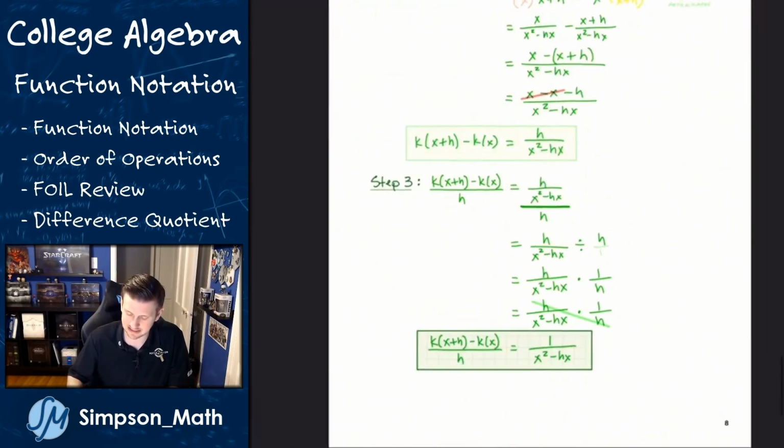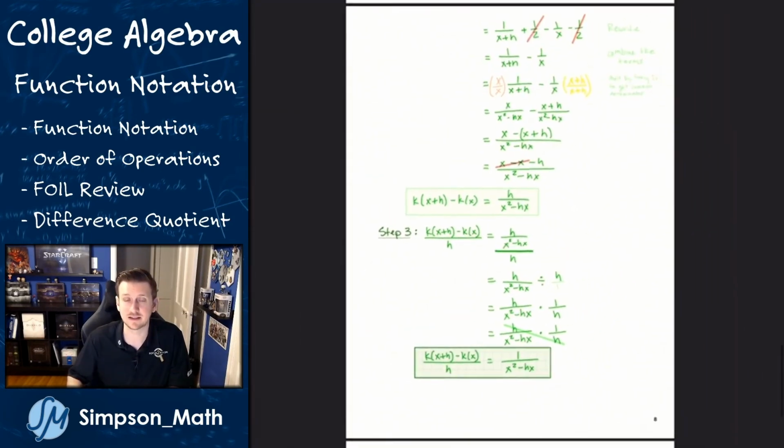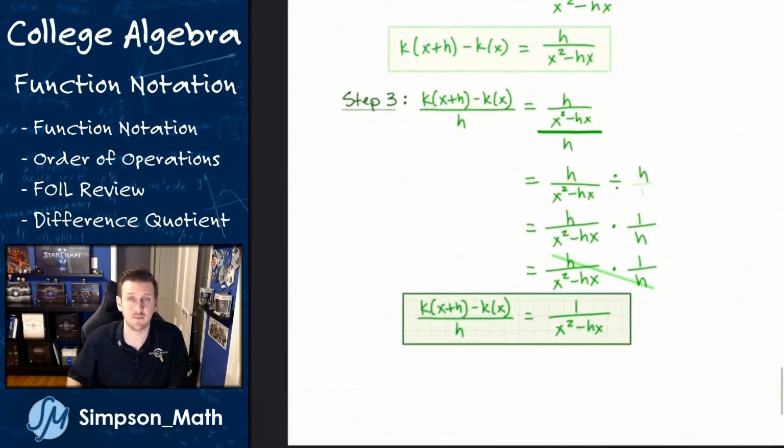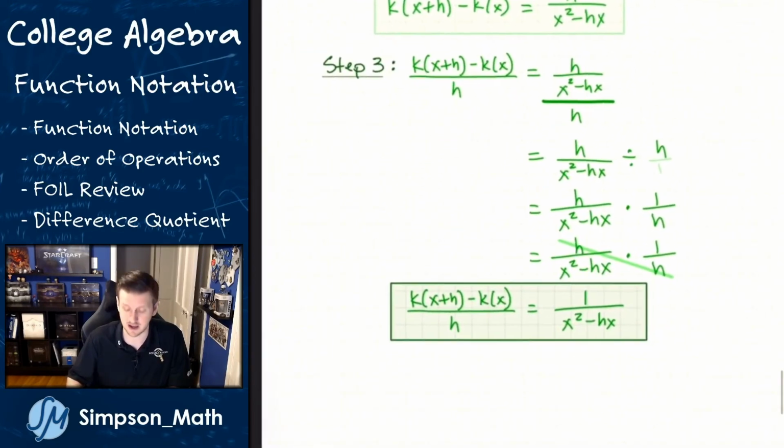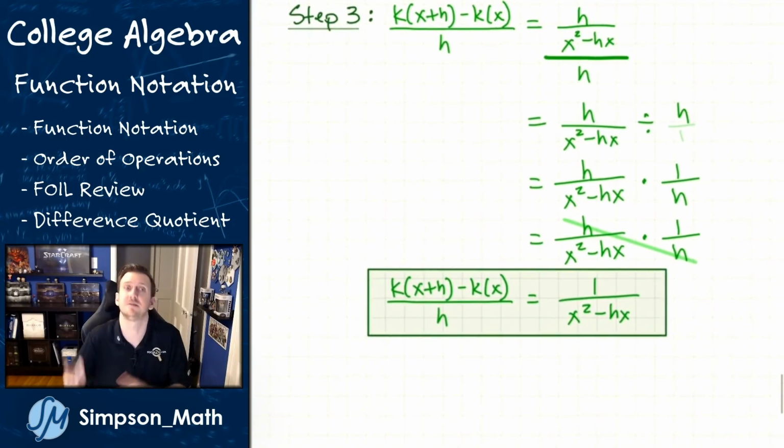So I know that's a lot, and it's a bit of a review dealing with all these rational expressions. So that's why I included this one here, just to get our brain going back and how to deal with those fractions, these rational expressions. And we end up with 1 over x squared minus hx.